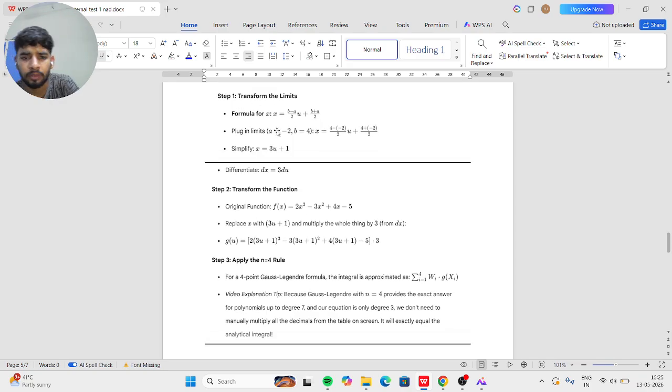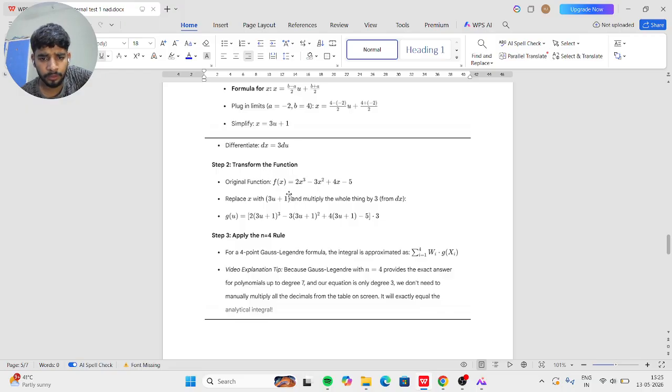So firstly, we will transform the limits. We know the formula to transform the limits: x equals (b minus a) by 2 times u plus (b plus a) by 2. Here a equals minus 2 and b equals 4, so x equals (4 minus (minus 2)) by 2 times u plus (4 plus (minus 2)) by 2. By simplifying, we get x equals 3u plus 1, and after differentiating, we get dx equals 3 du.